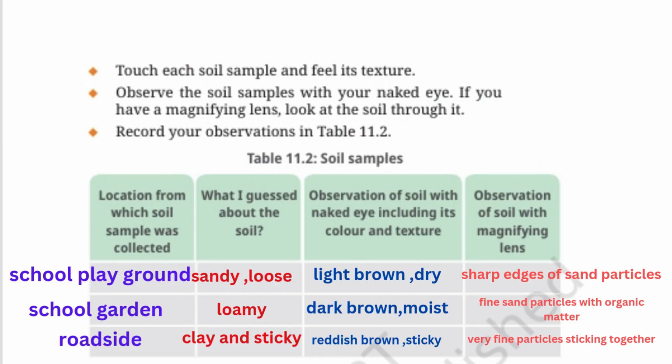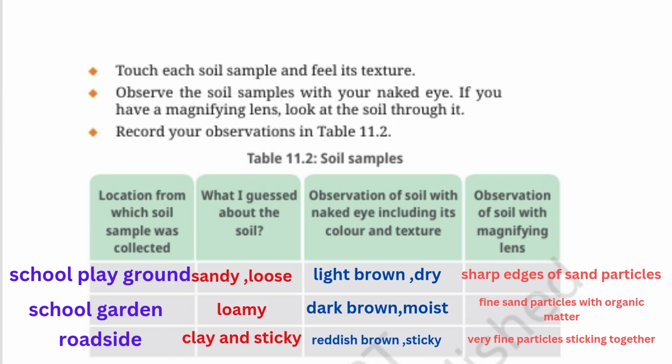Observe carefully each soil sample and note its color. Touch each soil sample and feel its texture. Observe the soil samples with your naked eye. If you have a magnifying glass, look at the soil through it. Record your observations in Table 11.2. In Table 11.2, the first four columns are given for the soil samples.